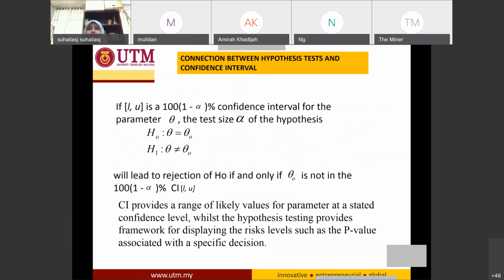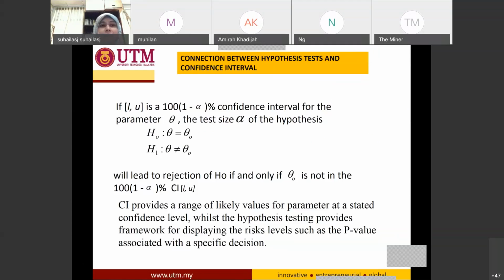So we look at the connection between hypothesis testing and confidence interval. Okay, you have learned confidence interval. Recently we covered confidence intervals for a single population mean, proportion, variance, difference between two population means, ratio of two variances, and difference between two proportions. We have your null and also your alternative.